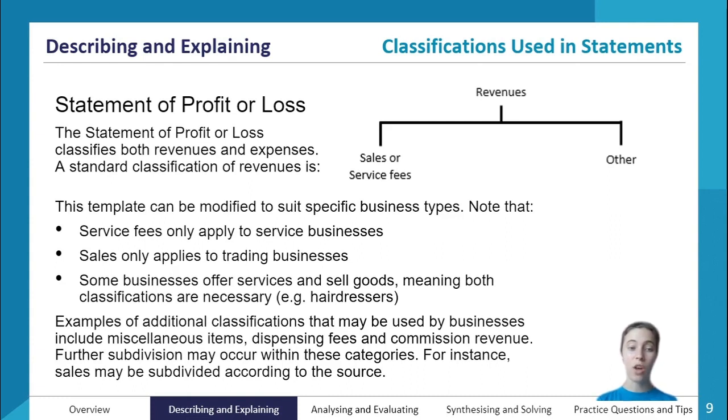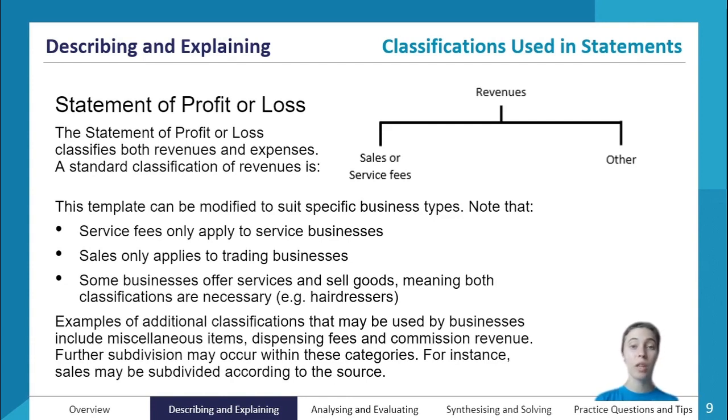So service fees is only going to apply to service businesses because they're generating that revenue from the services that they provide. And then sales will only apply to trading businesses. However, you do have overlap here when it comes to businesses that both offer services and sell goods. So both classifications would be necessary in that case.